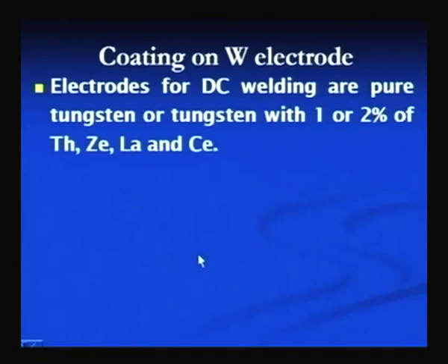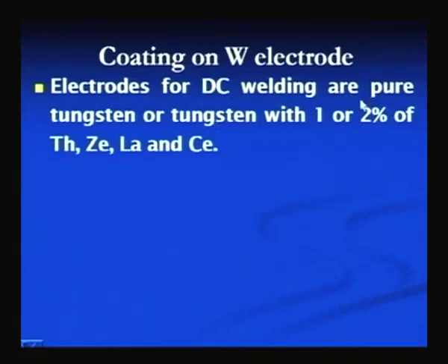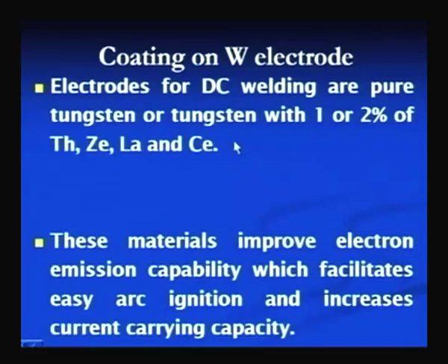Sometimes special coatings on the tungsten electrodes are used to increase performance, because the current carrying capacity of pure tungsten is limited, and because of that it also offers poor life and poor ability to handle heavy currents. That is why special coating materials are used to increase its current carrying capacity. Electrodes for DC welding can normally be pure tungsten or tungsten with 1 or 2% of thorium, zirconium, lanthanum and cesium. Here, addition of these metal oxides helps to increase the current carrying capacity of the tungsten electrode.